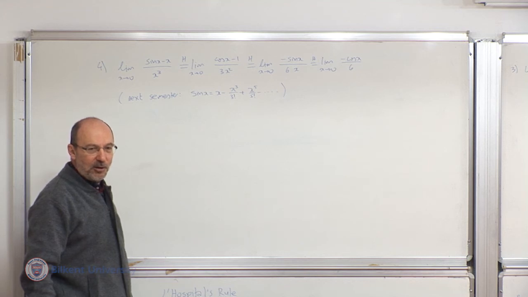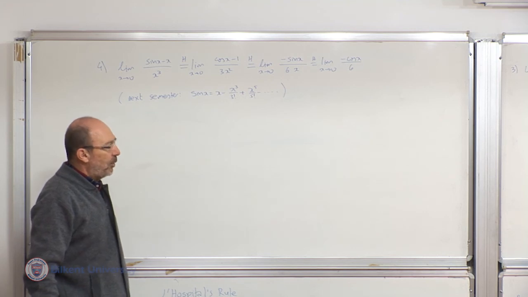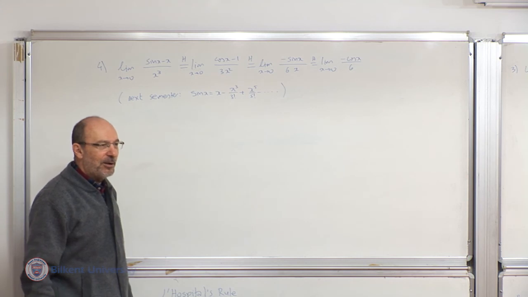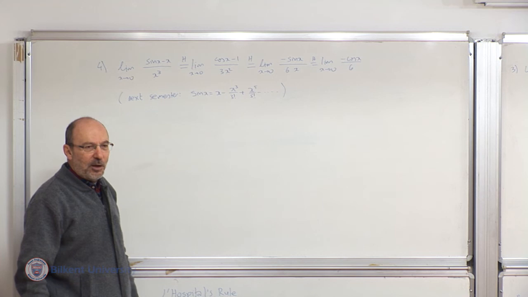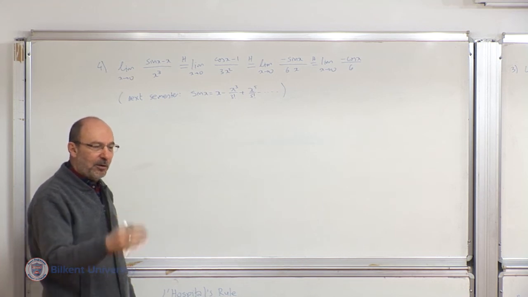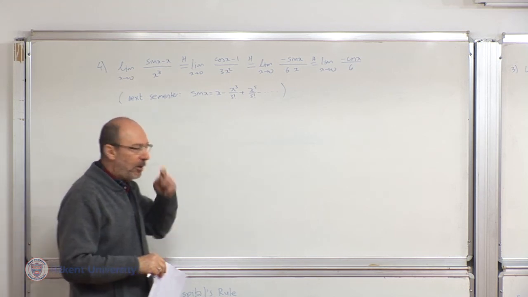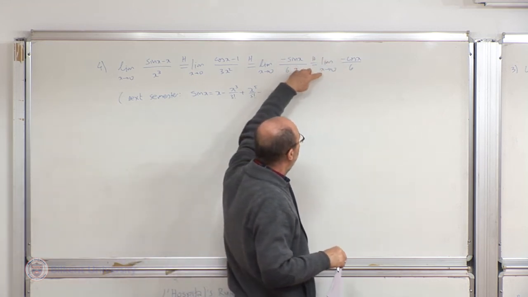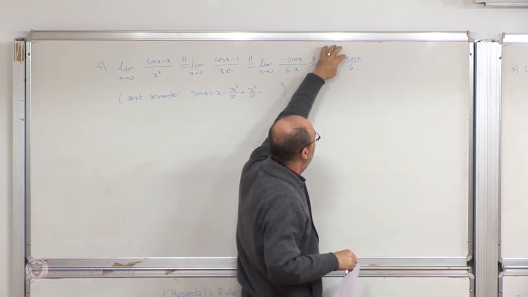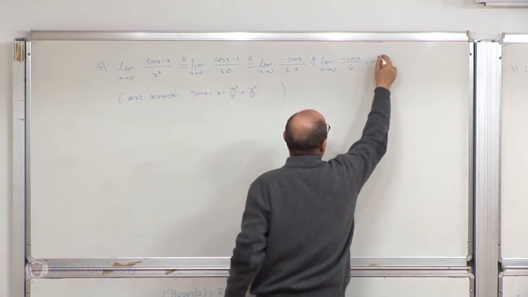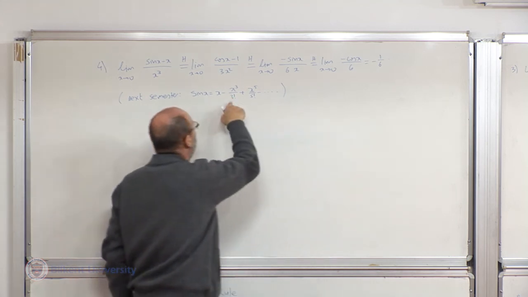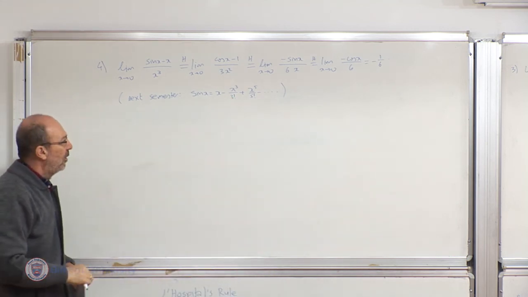the limit is infinite. But of course, the limit is not infinite because L'Hopital is not applicable in this case. Nobody prevents you from applying L'Hopital, but to get the correct result after you apply L'Hopital, you must check if L'Hopital's rule is promising you something. So this is not an indeterminate form. As x goes to 0, this goes to minus 1, this goes to 6. So we already have the number minus 1 over 6, which is minus 1 over 3 factorial.